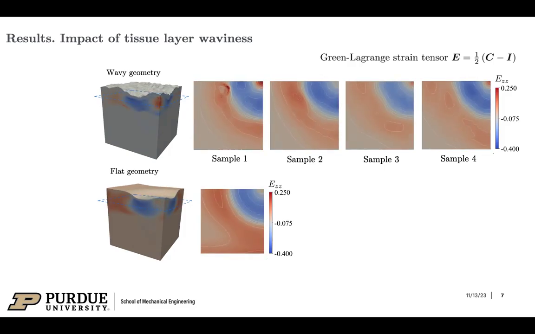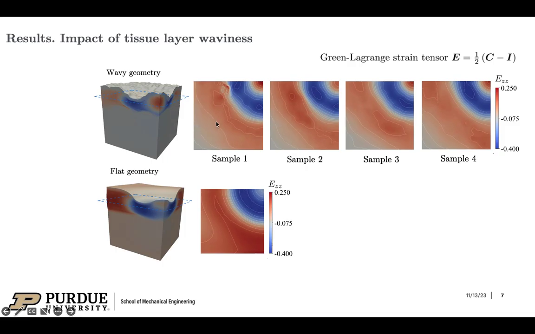So here we are plotting this slice 2 millimeters below the injection point. We are plotting the Green-Lagrange strain tensor, and we can see, first of all, the difference between a wavy geometry at the top and a flat geometry at the bottom.